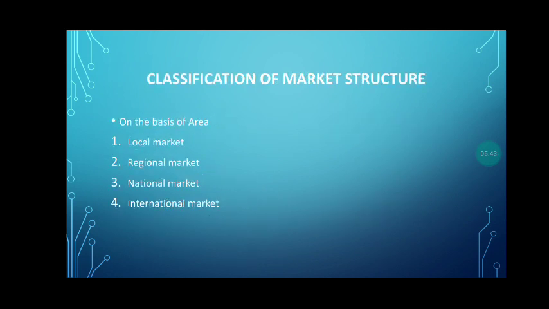Now we will move towards the next concept, that is classification of market structure. Whenever we are talking about the classification of the market structure, it is classified on different bases. Let's see what are those bases. First basis for the classification of market is on the basis of area. On the basis of area, the market is categorized under four types, that is local market, regional market, national market and international market.